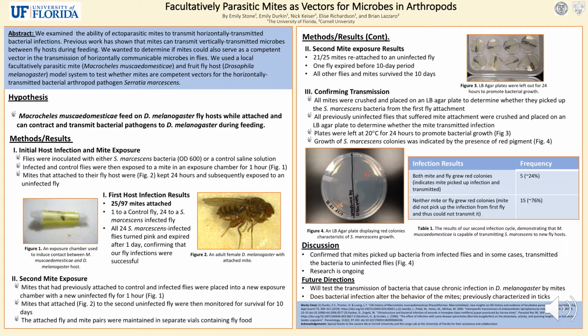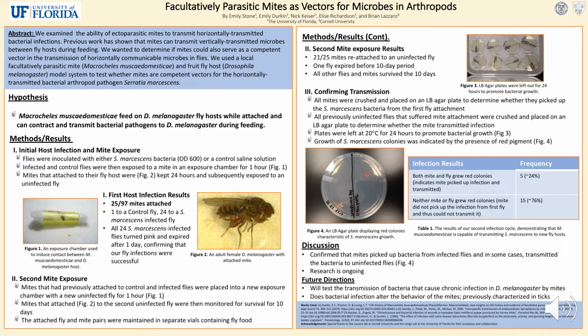So of the 97 flies we inoculated, 25 had mites attached to them. 24 of those had been inoculated with bacteria and 1 was a control. All infected flies turned pink and died within a day of inoculation, indicating a successful transmission of Serratia marcescens to these flies. Of the 25 mites that fed on our initial hosts, 21 reattached to new flies.